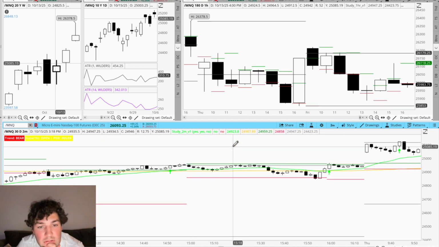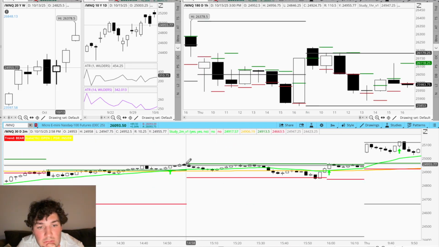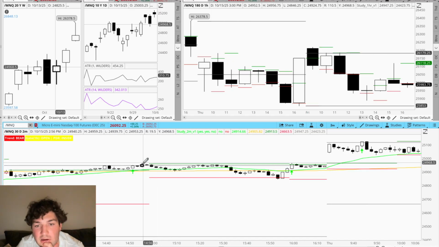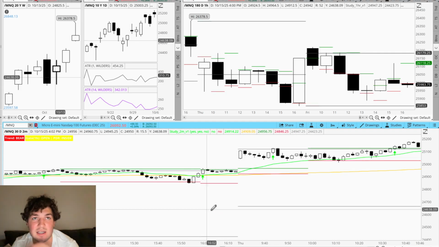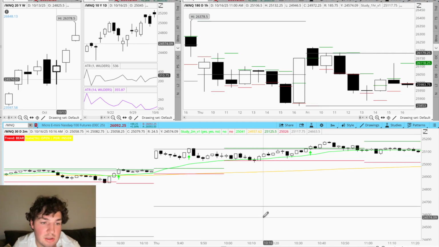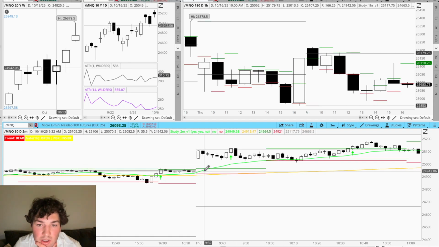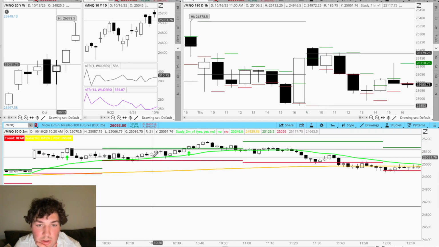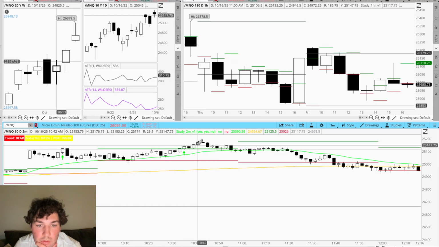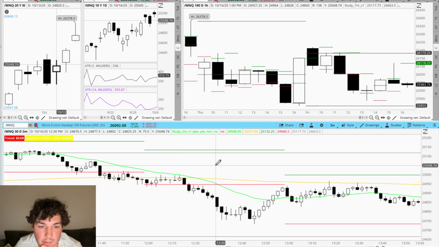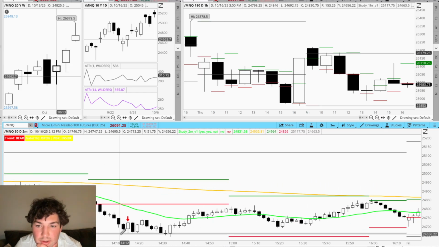Right here, never would have got filled. Right here, never would have got filled. And when I say, because no confirmation break here, no confirmation break here. This never would have got filled. No confirmation break. This one would have broken even or made me like a point. Never would have filled. No confirmation.